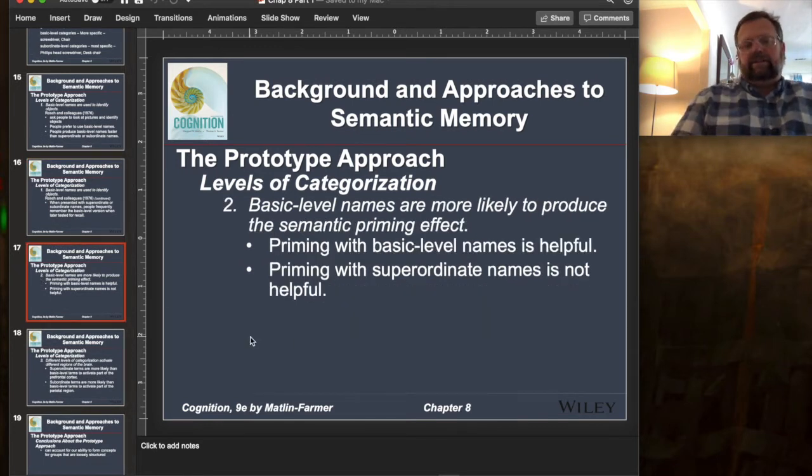Also, when you look at basic level names, they're much more likely to produce the semantic priming effect. So when you prime with basic level names, it's very helpful in terms of bringing things to mind. But when you prime with superordinate names, it's not very helpful in terms of retention or in terms of recall.